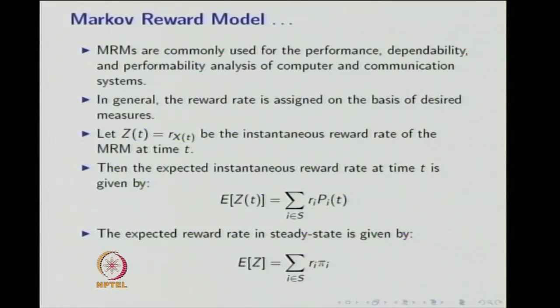Suppose in the performability model, our interest is to find out the availability of the system. Then one can assign the rewards for the up states as 1 and the rewards for the down states as zeros. Then the expected reward rate will be the availability of the system, by making a summation of R_i's and the probability of being in those states.